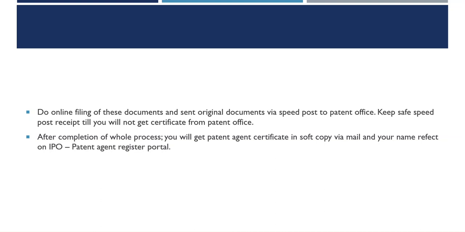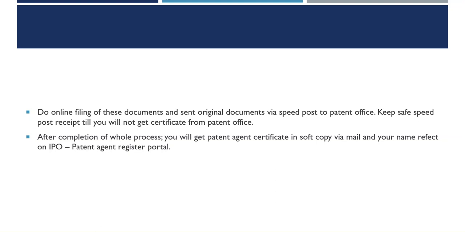So only this medium is available for us to submit the original documents to the patent office, by speed post. And for all the patent agents, you have to submit all the patent applications or design applications by online mode only. That is mandatory for all patent agents. For that, you also have to keep the speed post receipt with you till you get your certificate, to track whether your documents have reached there or not. So till then you have to keep your receipt with you.